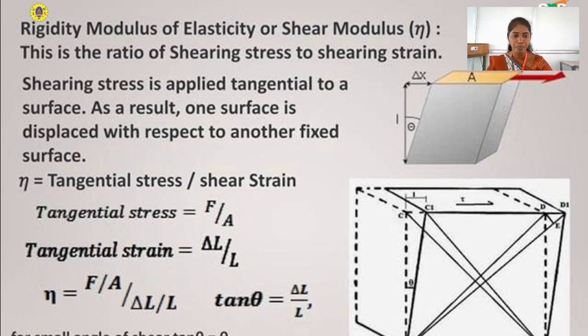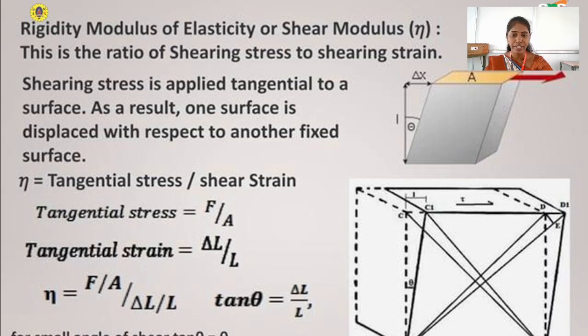So look at this diagram. Normally it has the volume V and it has the surface area A, right? Now the shearing stress is applied tangential to a surface. When the stress is applied to the body, the body gets moved, right? As a result, one surface is displaced with respect to the another fixed surface, right?